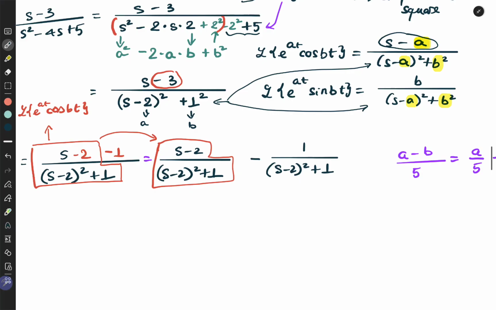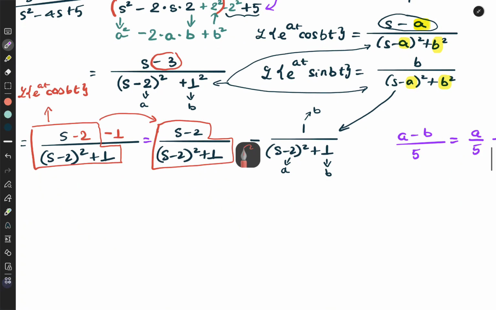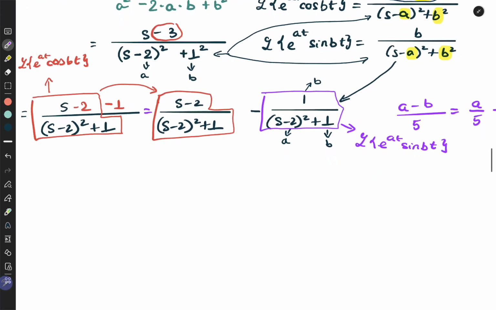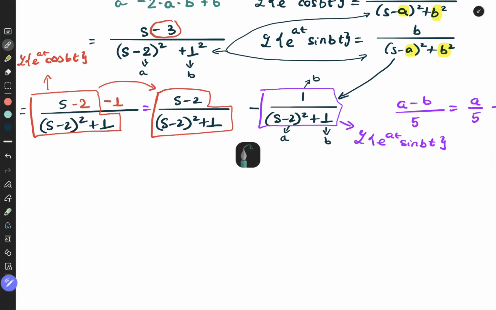And why do that? If you look closely, it actually returns the one with the sine, the Laplace of e to the at sine bt. This is a, that is b, this is b. So it turns out that the second box is the Laplace of e to the at sine bt. Now it's laid out perfectly. We just do one last step.